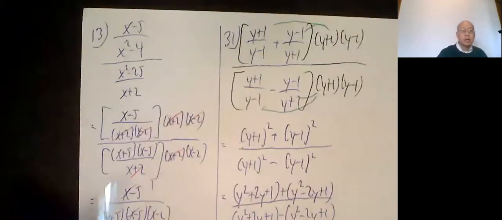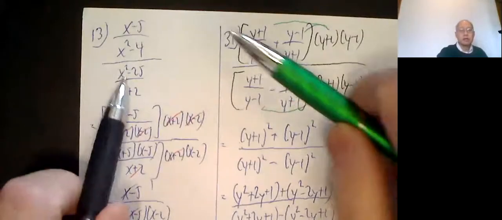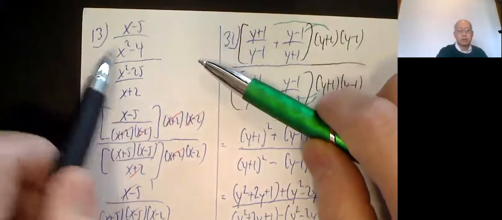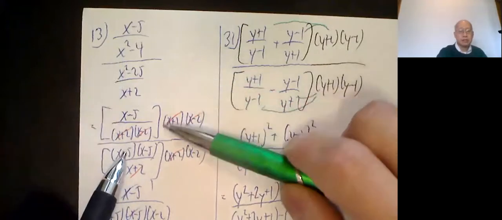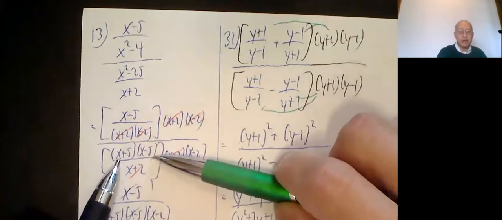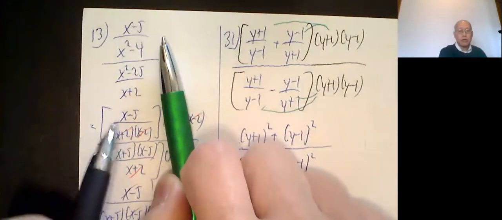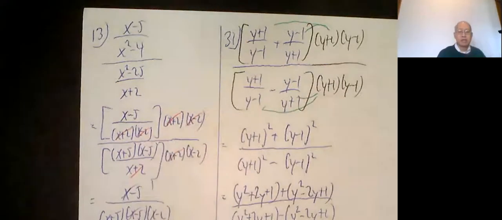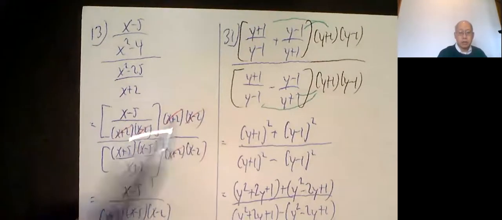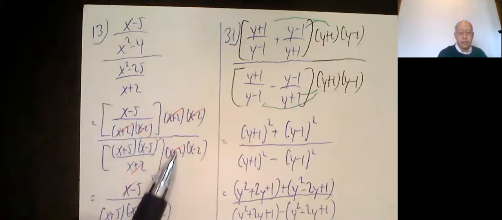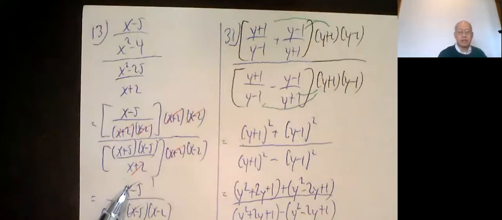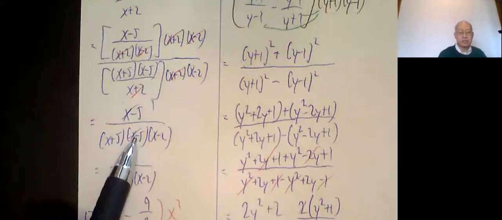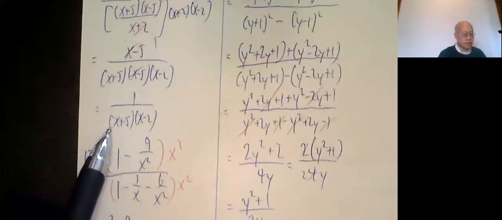Okay, 13, x minus 5 over x squared minus 4, divided by x squared minus 25 over x plus 2. So factor: x plus 2, x minus 2. This is x plus 5, x minus 5. Okay, so look only at the denominators, that one, that one, that one. My common denominator is x plus 2, x minus 2. So I multiply top and bottom of the main fraction by x plus 2, x minus 2. So gone, gone, gone, gone. And these are gone. So I just have x minus 5 on top. The bottom I have that one, and that one. Okay, and it looks like x minus 5 cancels x minus 5. Final answer, 1 over x plus 5, x minus 2.